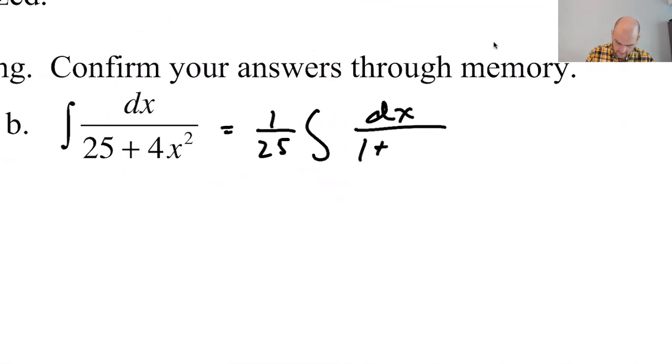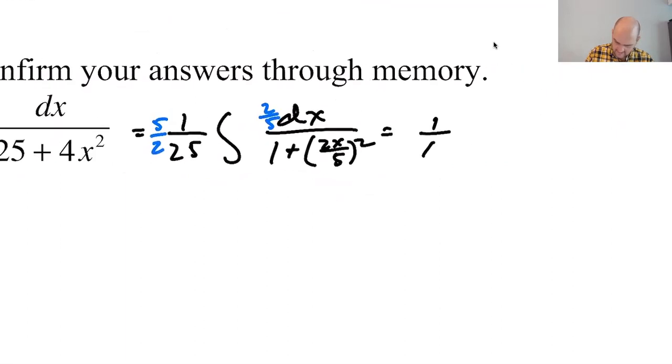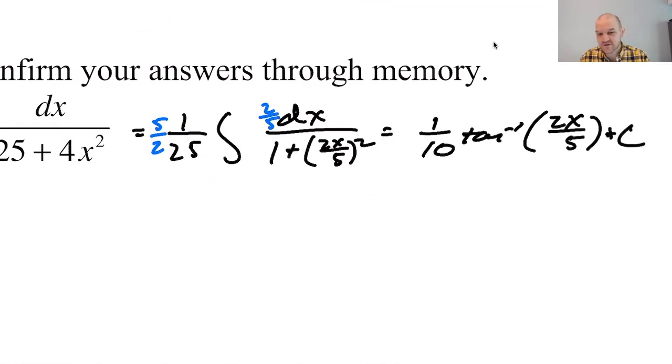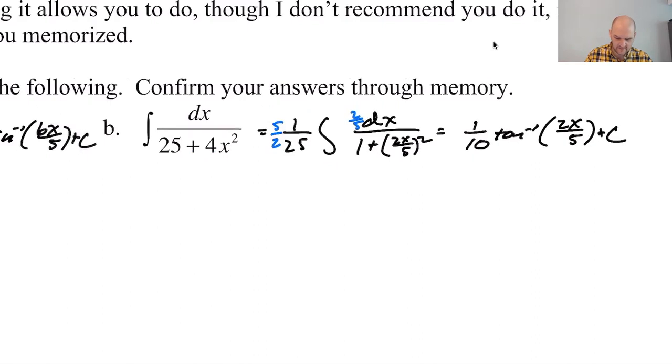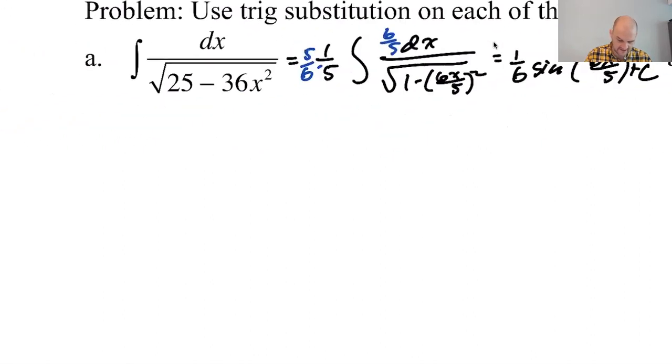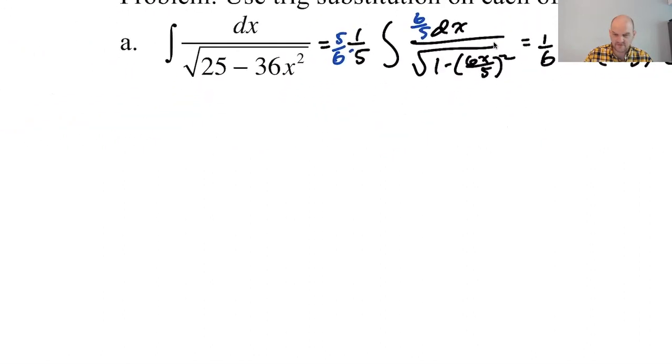Here I would expect you to do 1 over 25 dx, 1 plus the quantity 2x over 5 squared. So do them by recognizing. That's what the goal is. 5 halves here. So then this should be 1/10, I guess. And then tan inverse of 2x over 5 plus c. I expect you to be able to do them by observation. But in the event that something goes wrong with your observational skills, this method actually will work.